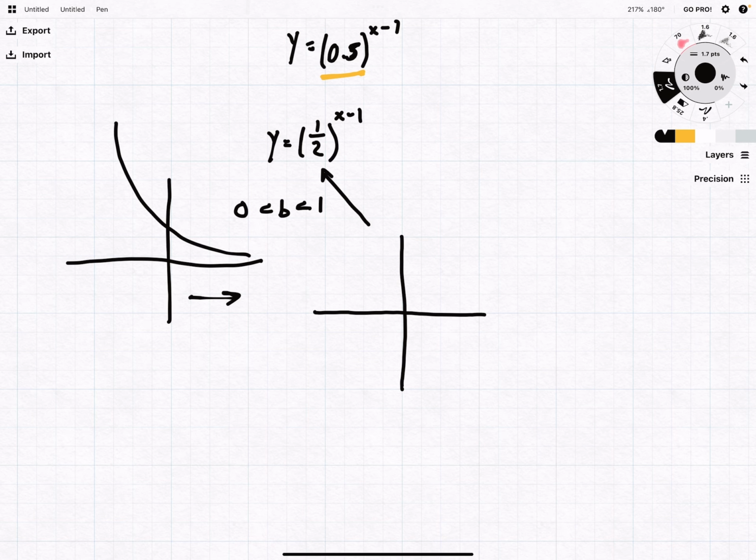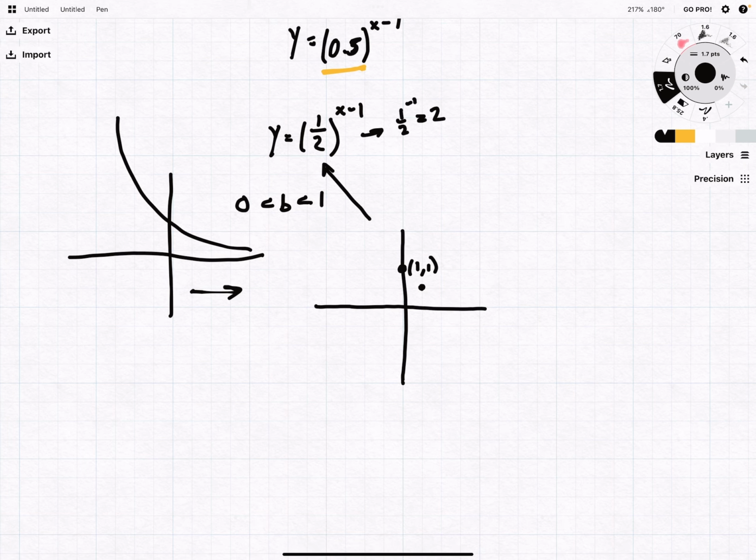Instead, x will have to equal 1 in order for y to equal 1. So that's where we're going to have the point (1, 1). And when x equals 0, we'll have 1/2 to the x minus 1, which just gives us 1/2 to the negative 1, and that will equal 2. So at 0, we're actually going to have 2.